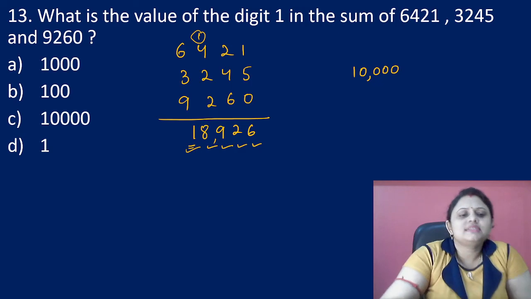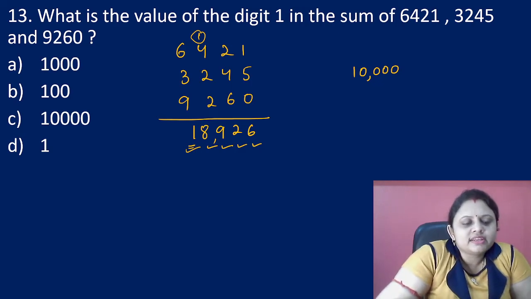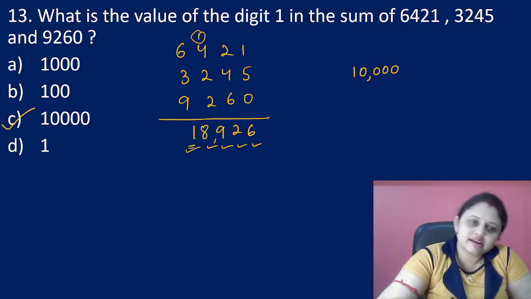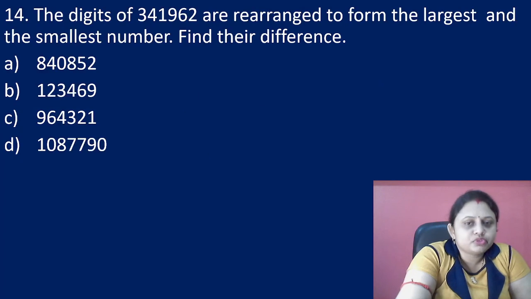So where is the option? Did you get it? That is option C, 10,000. Clear? Okay. Let's move to the next question.